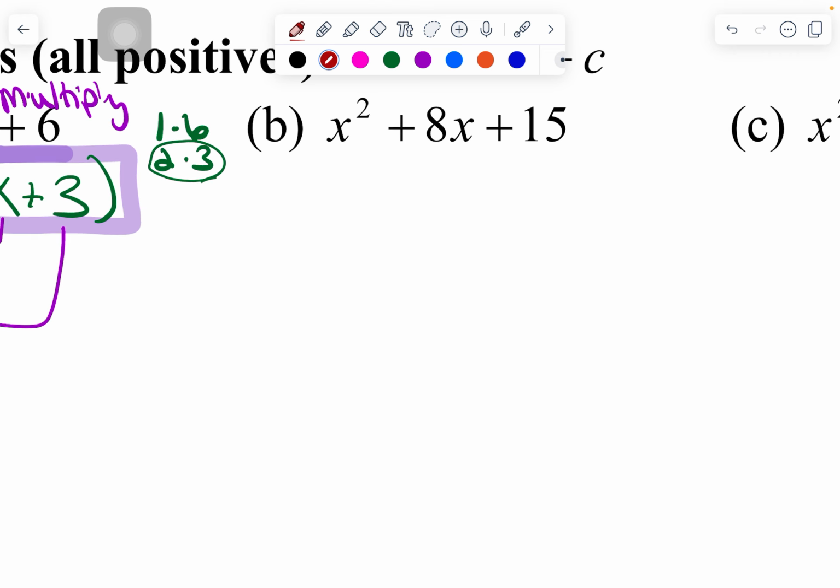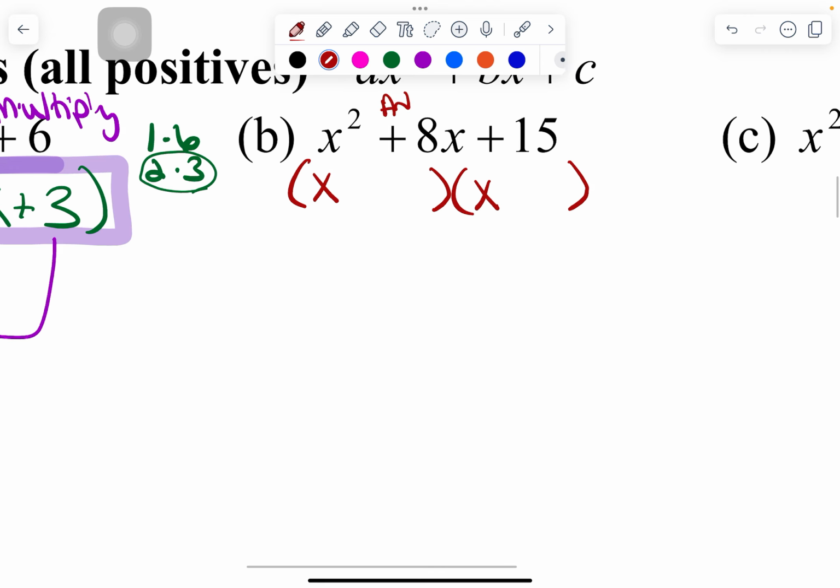Do you have a GCF? No, I don't care what you do. You're like, oh, we've got x's in the first two terms. You don't have an x in the third term. 8 and 15, yeah, there's nothing that's going to divide into both 8 and 15. So let's go ahead and take our x squared term. We're going to split it. We're going to add to positive 8 and multiply to 15.